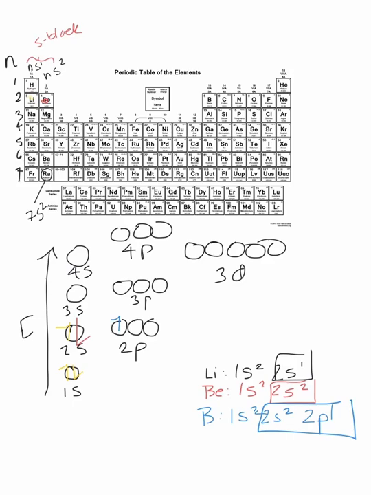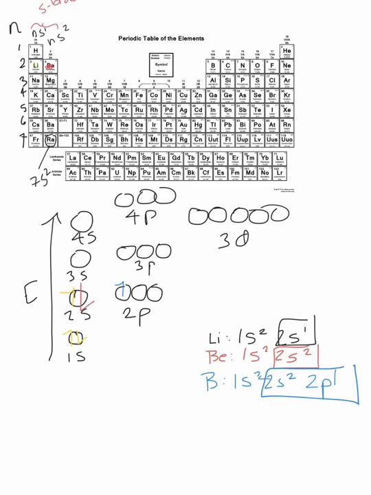Let's take a jump and go over to fluorine instead. Fluorine has 9 electrons, so we are going to want to add another 4 into our p orbital.